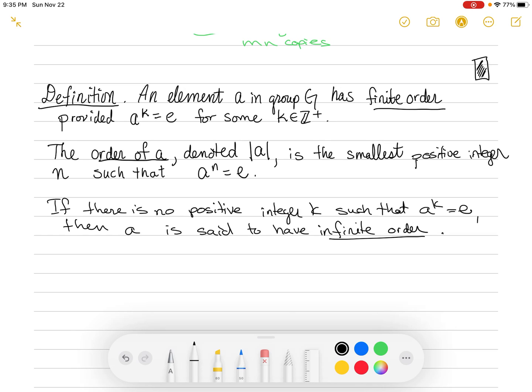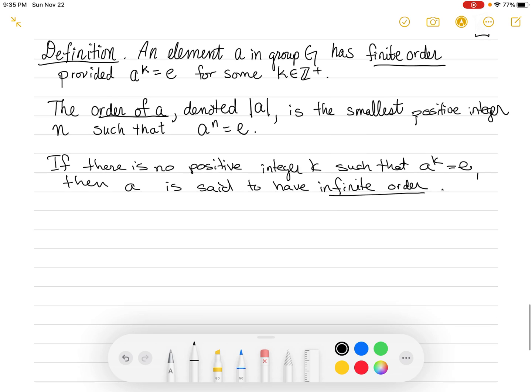So we want to introduce a new concept, a new definition called the order of an element. Let's say you have a group G and an element A. We say that A has finite order provided A to the K equals E for some positive integer K. So if you're able to find some positive integer K and take A to the K and get back the identity element, then you have finite order.